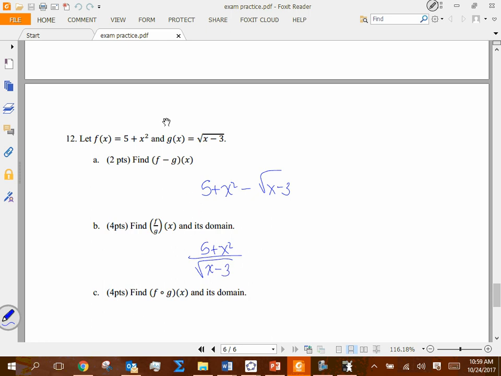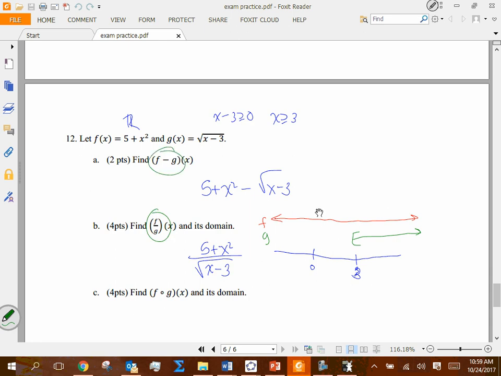If they ask you for the domain, remember the domain, this one here is all real numbers, and this one here, x minus 3, has to be greater than or equal to 0, so x got to be greater than or equal to 3. The domain of these things is, and I'll put 0 here, put 3 there. We know that the domain, see, eraser is terrible. The domain for f is going to be all real numbers. The domain for g is now things bigger than or equal to 3. So the domain of their quotient, or the domain of their difference or sum or whatever I ask you, is the intersection. So the domain here is 3 to infinity.